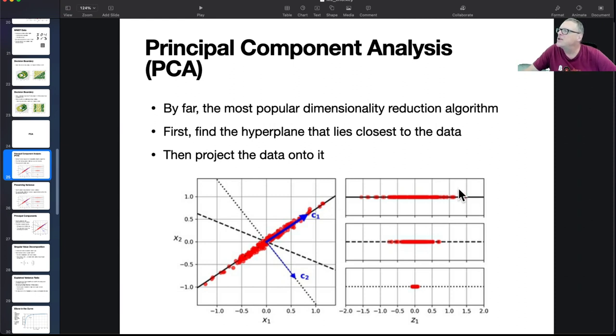Is hyperplane synonymous with a subspace? Yes, that's right. That's what I mean. So you find the lower dimensional object in general.